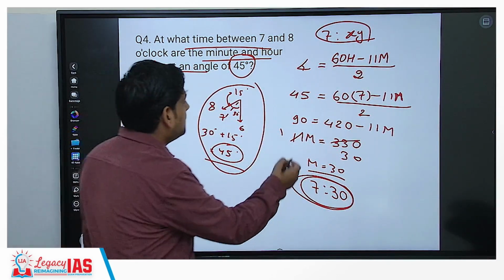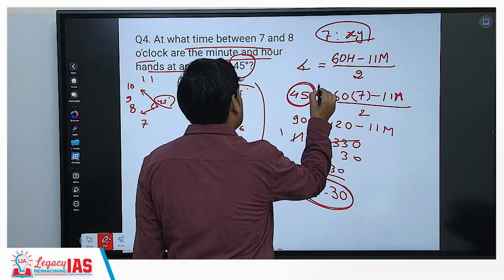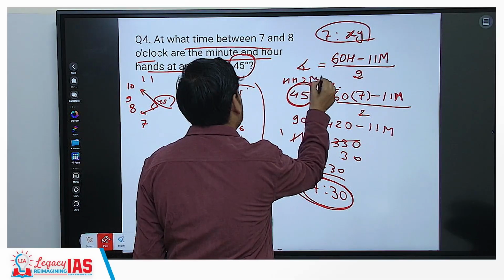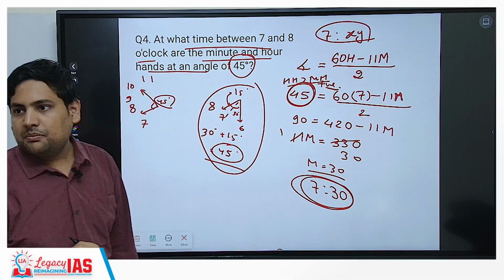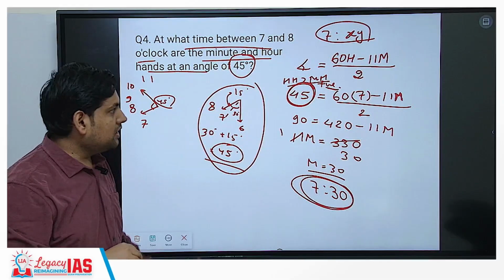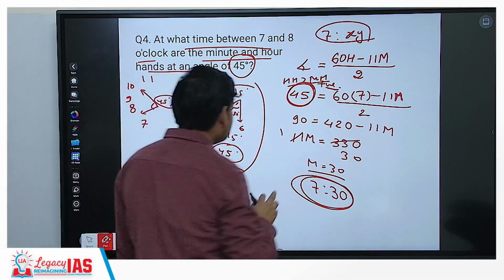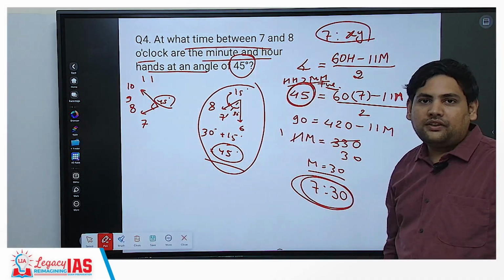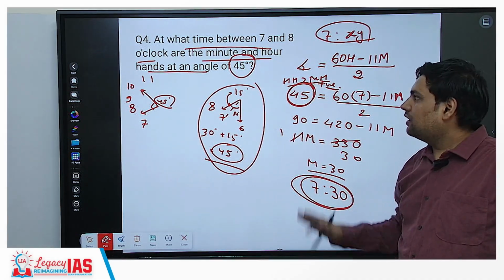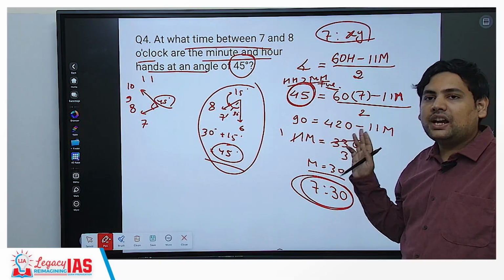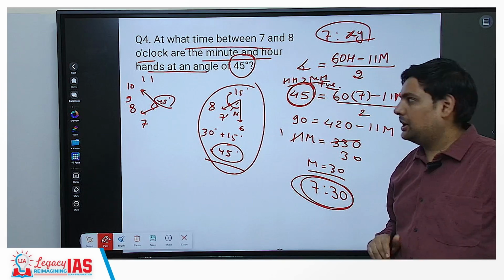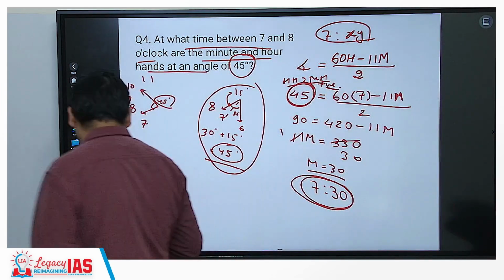See, 45 degrees, when you took it as positive, what did you assume? That the hour hand is ahead of the minute hand. This was your basic assumption. Because of this you got this. Now when the hour hand is ahead of the minute hand, you got positive 45 degrees. But if the hour hand is behind the minute hand, then what will you get? You will get minus 45 degrees. So let us do that part also.